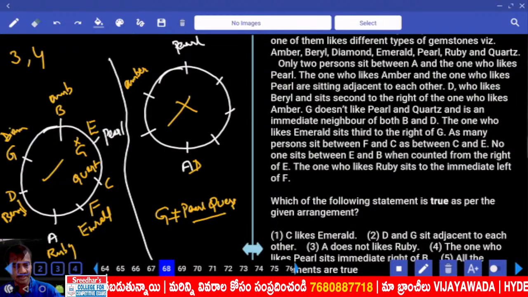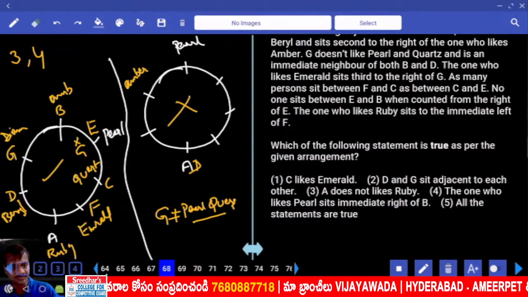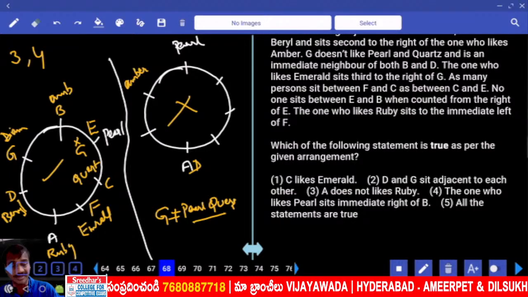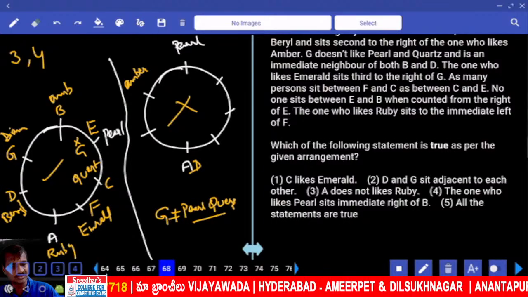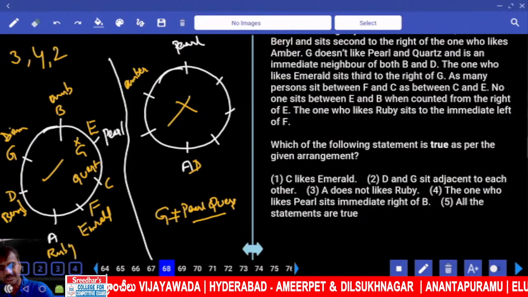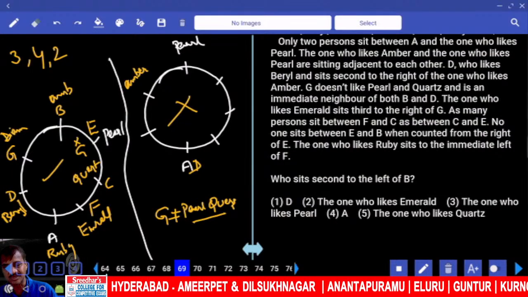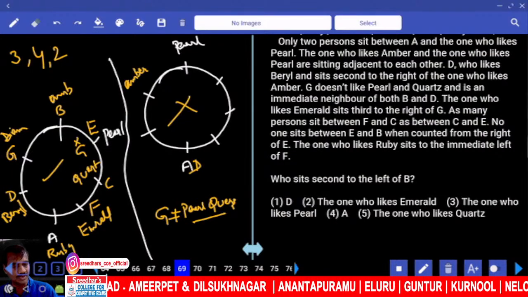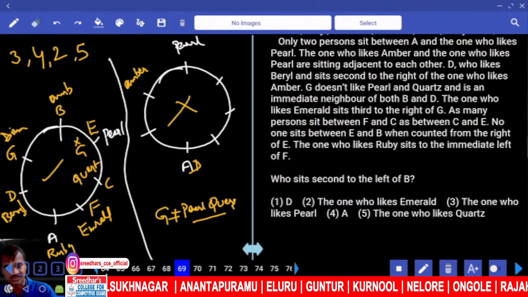Then 68. Which of the following is true? C likes emerald. That is false. D and G are adjacent to each other. D and G are adjacent, true or false? Definitely true. 68, choice 2. The next one, 69. Who sits second to the left of B? Now B is second left, and C, the one who likes quartz. That is choice 5.